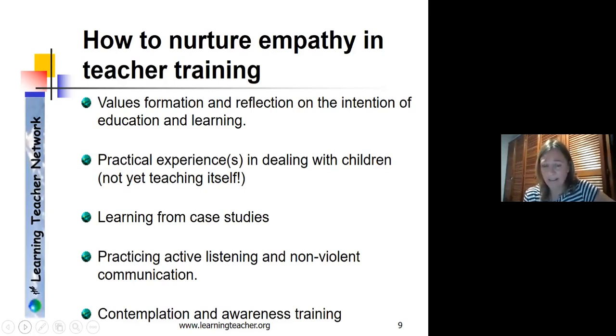Learning from case studies is very helpful, and we have good experience with that. Practicing active listening and nonviolent communication is also nothing new, but it is not so much in teacher training. So somehow we need to bring the knowledge we already have together better and more consistently.